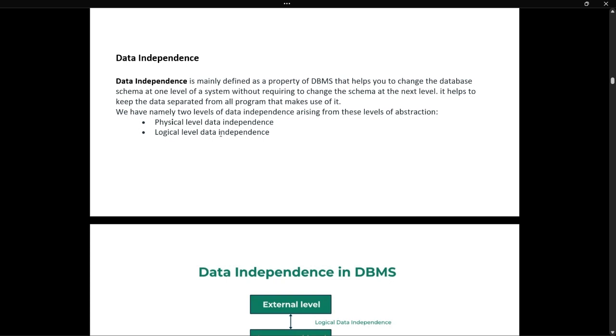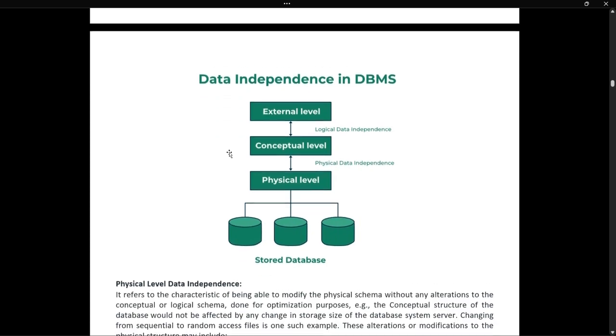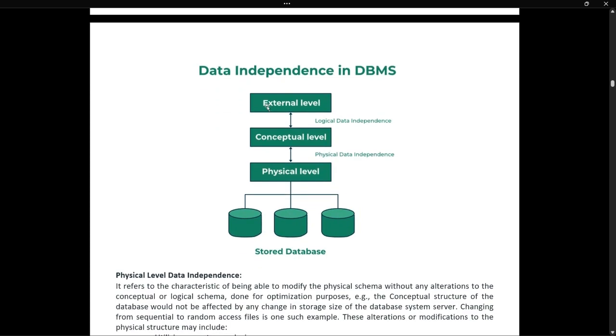So physical level data independence and logical level data independency. I think you have seen this, just look at this diagram. According to the database schema, we have three levels. In this database schema only, we are going to apply the data independency. That's the reason we have database schema levels: physical level, conceptual level, and external level. In these levels, the changes that should not happen between the physical level and conceptual level is termed as physical data independency, and between the external level and conceptual level it is termed as logical data independency.